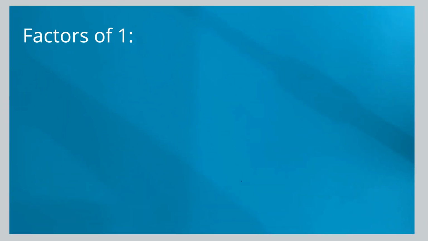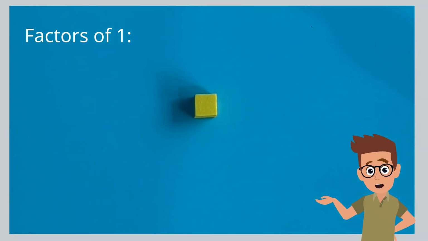Let's find the factors of 1. We start with 1 cube. How many arrays can we form using 1 cube? There is only one way to arrange 1 cube. In this array, there is 1 row and 1 column. So, 1 is the only factor of the number 1.